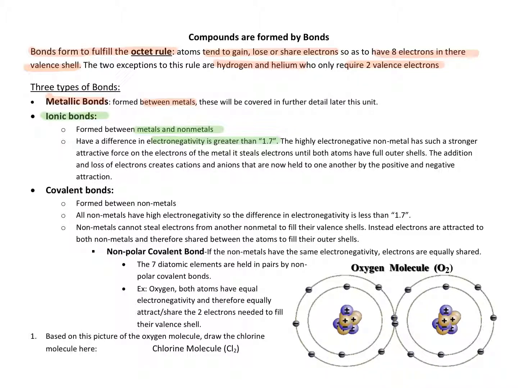Because of this really great difference in electronegativity, remember electronegativity is the ability to attract or steal an electron. The one that is highly electronegative, the one that's very able to steal an electron, has a much stronger attractive force on the electrons, and it steals the electrons from the metal. That way, the nonmetal now has 8 electrons in its valence shell, and the metal lost its valence shell, so now its previous shell, which was full, is its valence shell. So this is how they still satisfy that octet rule. They lose and steal electrons in order for them each to have full outer shells. The addition or loss of electrons creates cations and anions that are held together by that positive and negative attraction.